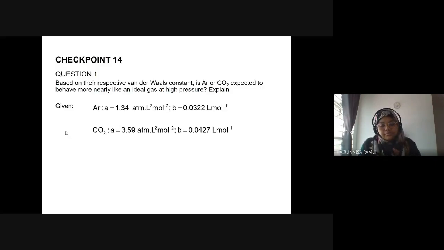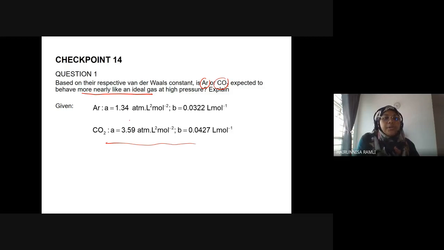Okay. So now let's look at this checkpoint. Okay, so this checkpoint, dia kata kat sini, based on their respective van der Waals constant, is AR or CO2 expected to behave more nearly like an ideal gas? Maksudnya, siapa yang paling hampir macam ideal gas? Dia bagi macam ni je. So macam ni nak jawab pula.